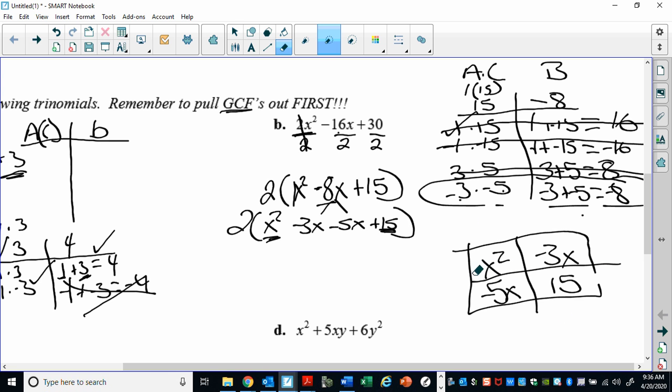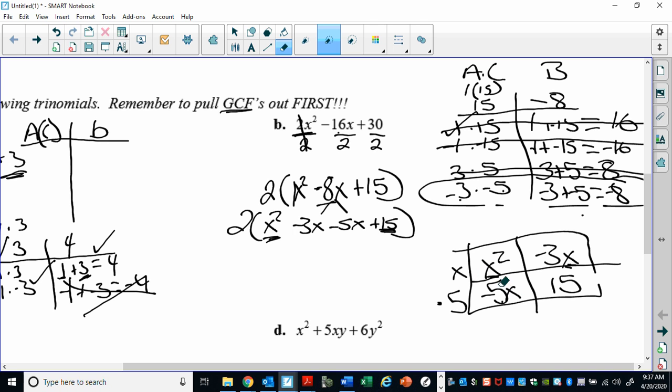So horizontally, we're only going to look at these two. What can we take out of x squared and -3x? Well, there's an x here, and there's an x there. So I can take out one x. I can only take out one x because there's only one here to take out. Now, going from left to right or horizontally, what can I take out of -5 and 15? Well, 5 goes into 5, and 5 goes into 15, so I'm going to take out the 5 here. What you have to remember is if this term is negative, then that 5 has to be negative.